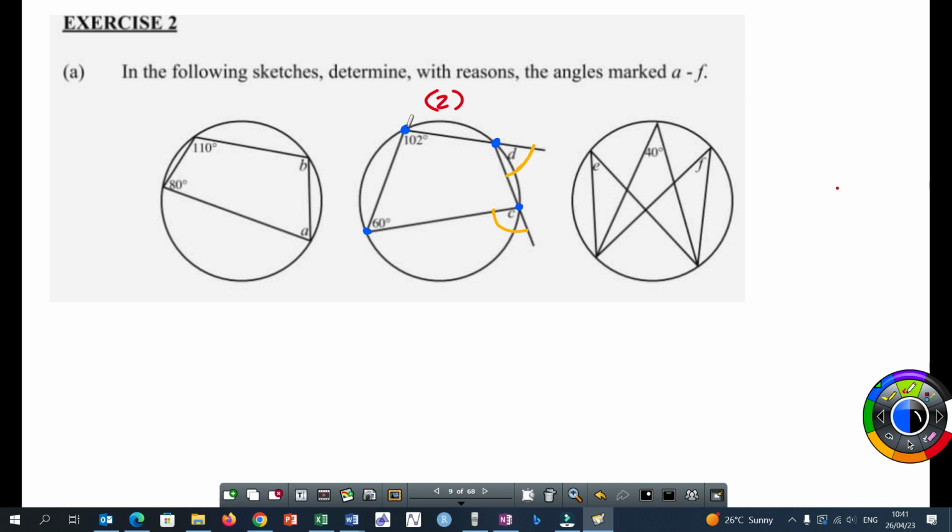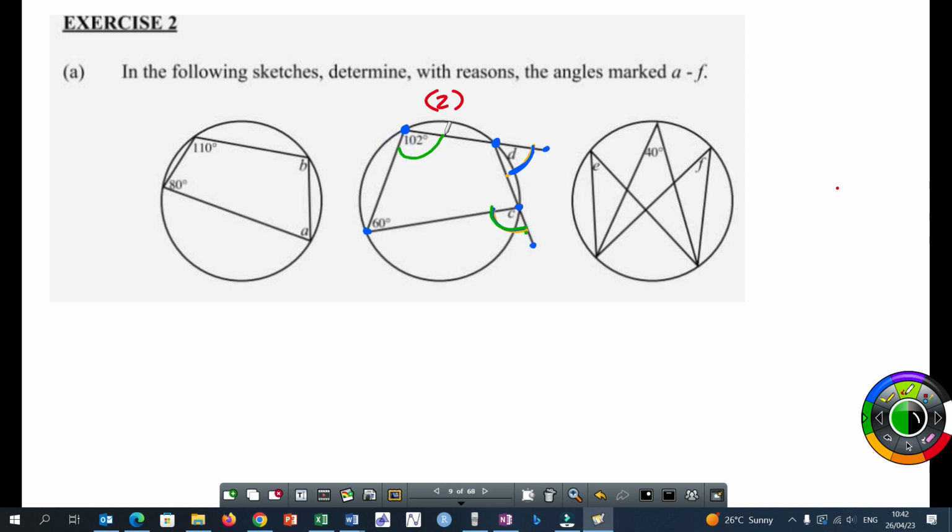This line, from here up to there, is produced to this point to create this exterior angle. Furthermore, from this point up to that point, it is produced up to this point, so we have another exterior angle. So we have to use theorem 6 for this question. For the first one, we used theorem 5, opposite angles of the cyclic quad. Now we are using theorem 6. So here, angle C is an exterior angle.